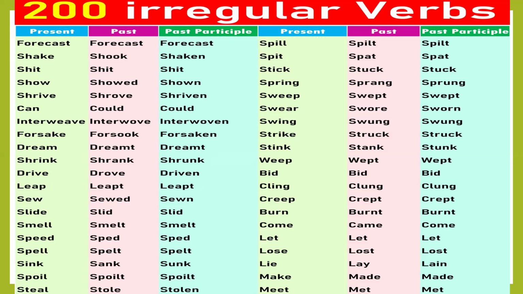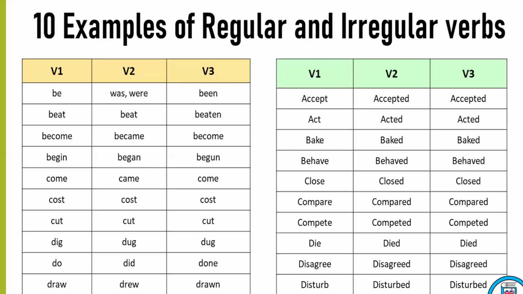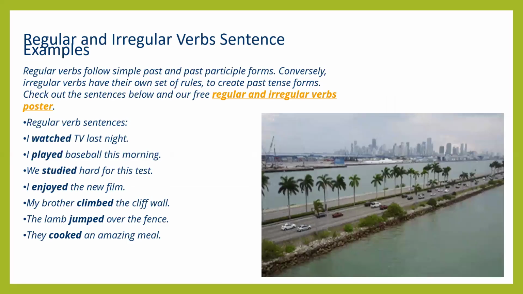So I will make another video on how to memorize these and how to differentiate them. Again, I will make one more video on V1, V2, V3. So these are a few examples of regular and irregular words. Try to use them in your sentences. In this way, you will memorize them very fast.